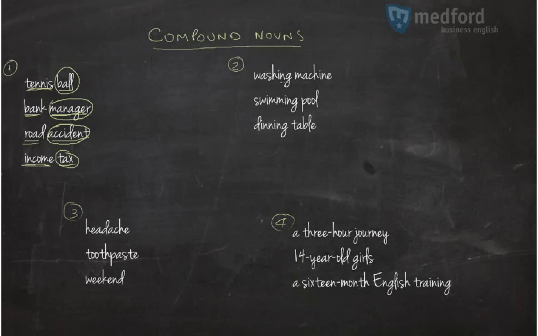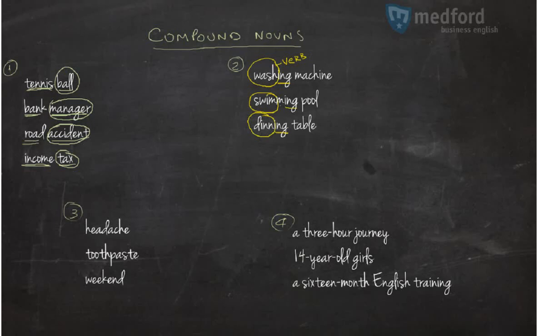Now, here is a little different. I use ing. So, washing, swimming, and dining. So, what's the difference between number one and number two? So basically, the difference, it's not very different, okay? This is an adjective for the second. But this, wash, is a verb. Tennis is not a verb, it's a noun, but wash is a verb. And same thing for swim. So swim is a verb. And dine is also a verb.